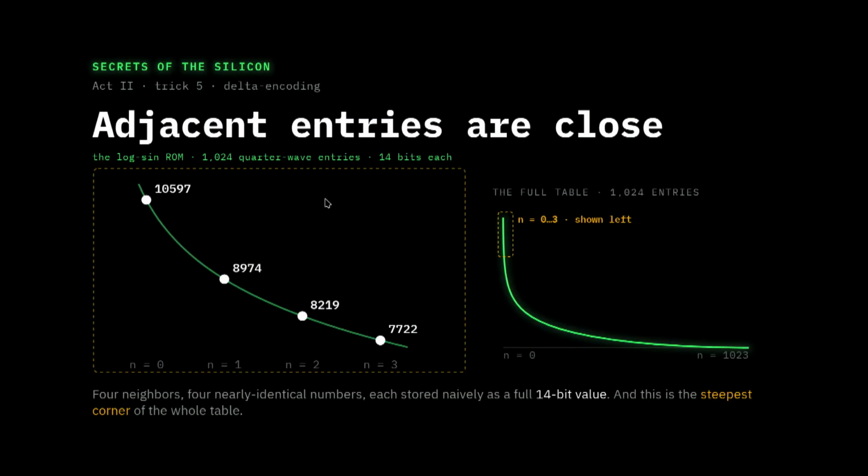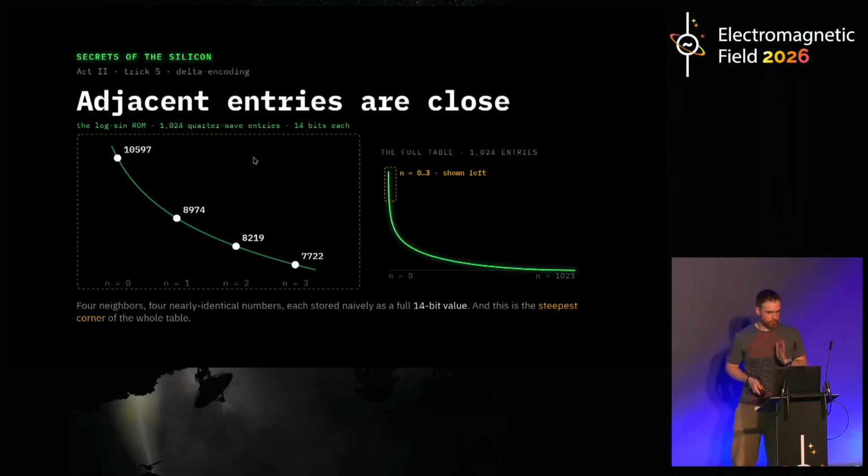All right, so first thing, they use a trick called delta encoding. So this is the wave table, the log sine table on the right there. Even at the steepest portion, if you put the numbers out, each entry in that table, they're close together. So you say we have spatial locality here. Whenever you have spatial locality in your function you're trying to build a lookup table for, you can benefit from delta encoding.